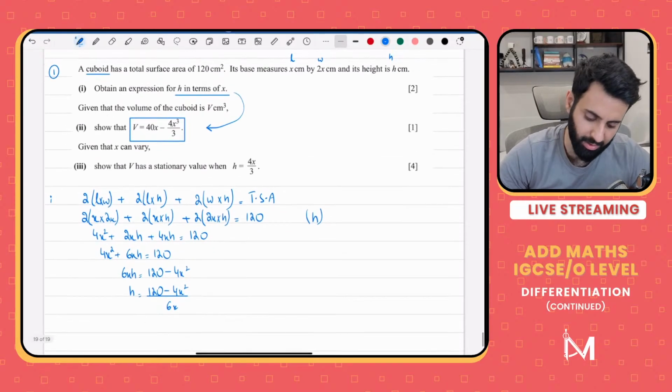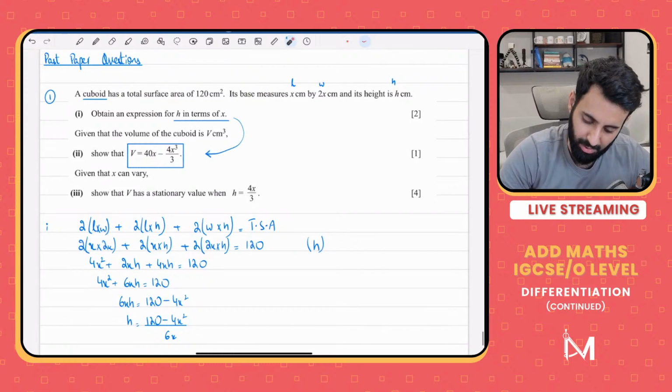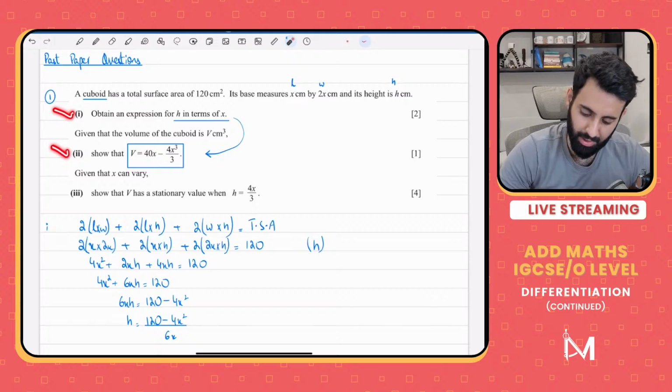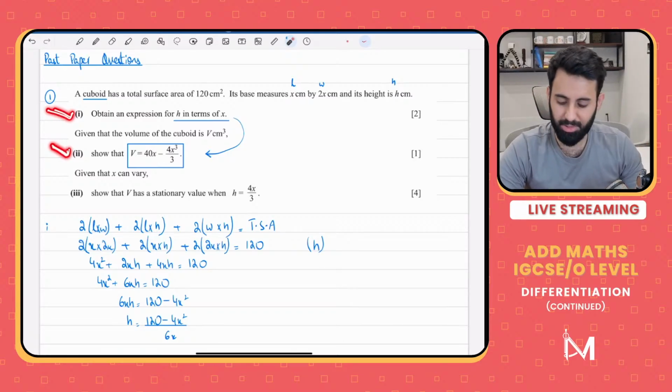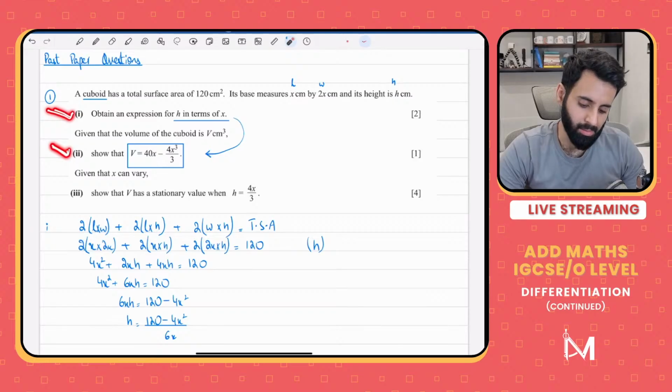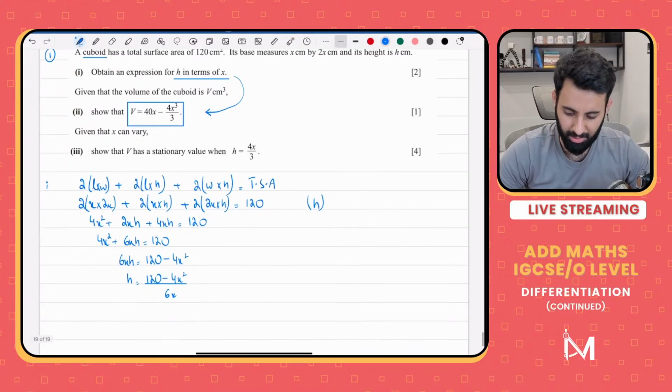Now if you think about it, here's something interesting. Here's some food for thought. You can do part 1, part 2 without knowing a single thing about differentiation. If I give this to a non-AdMath student, given that they have good algebraic manipulation skills and they know mensuration, they know their formulas, then they will also be able to do it. So part 1 and part 2 don't require any concept of AdMaths.